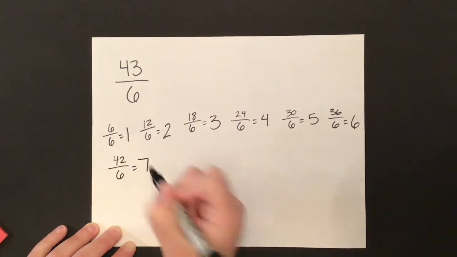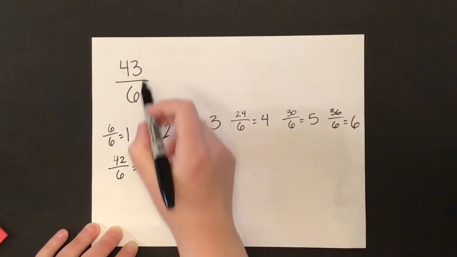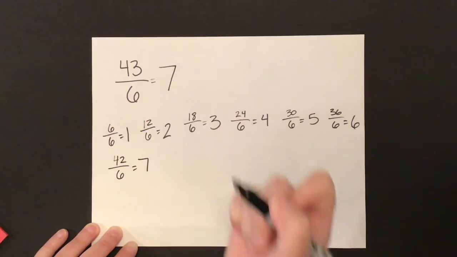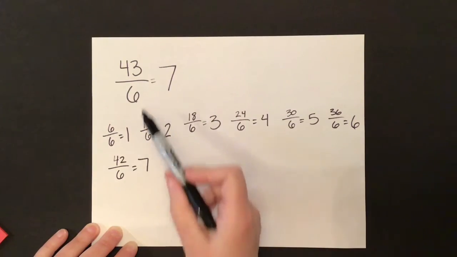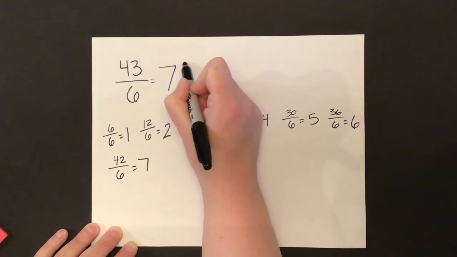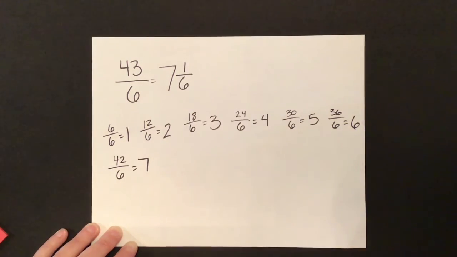42/6. I have enough pieces that I can make 7 wholes, and then the difference, 43 take away 42 is 1. So my mixed number is 7 1/6.